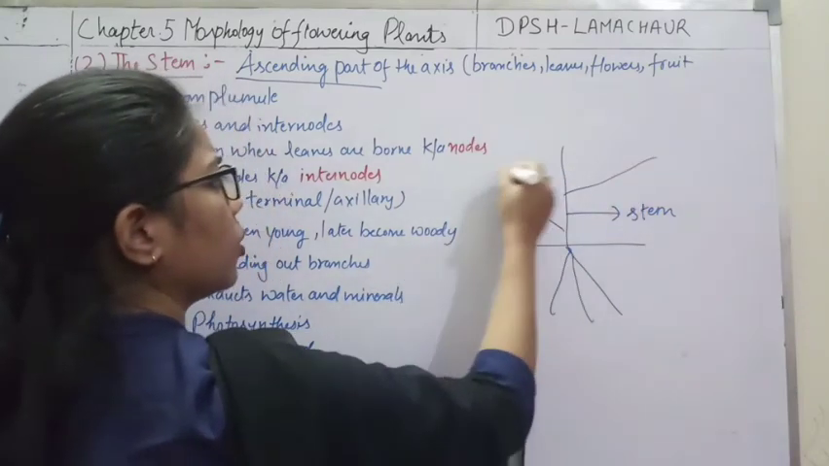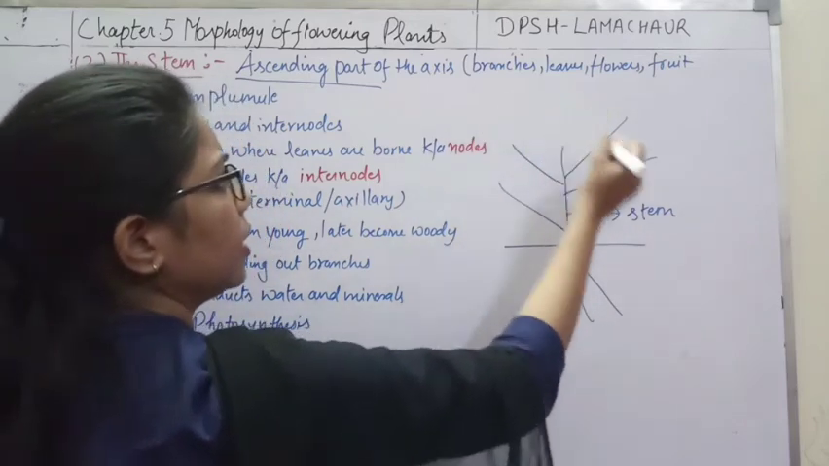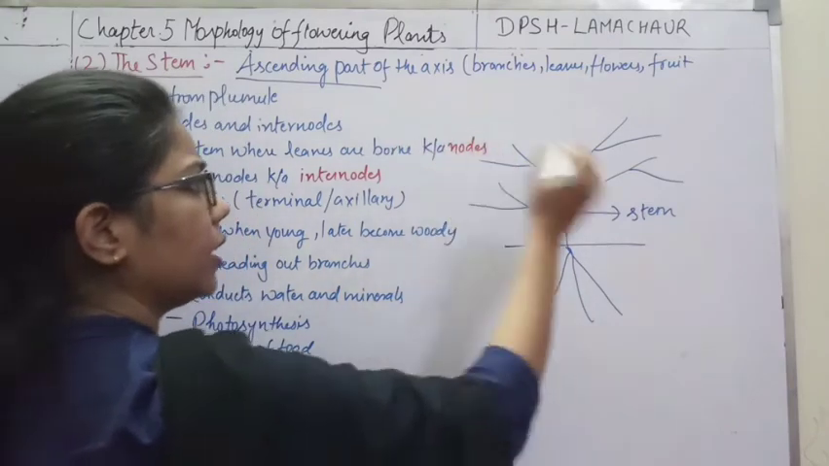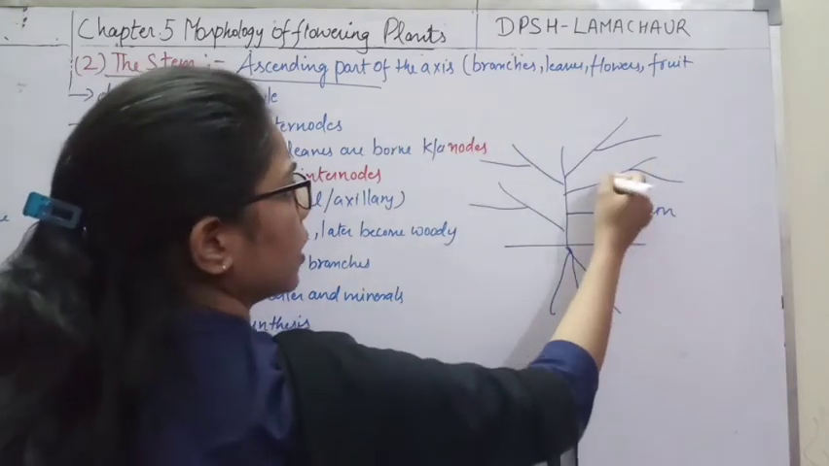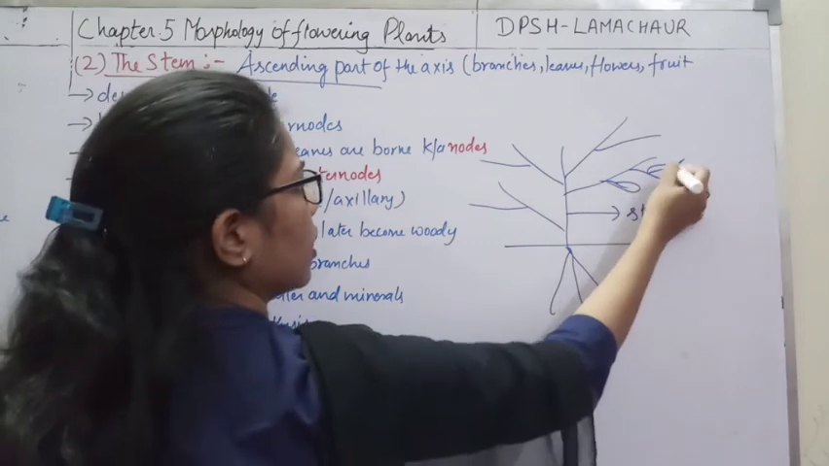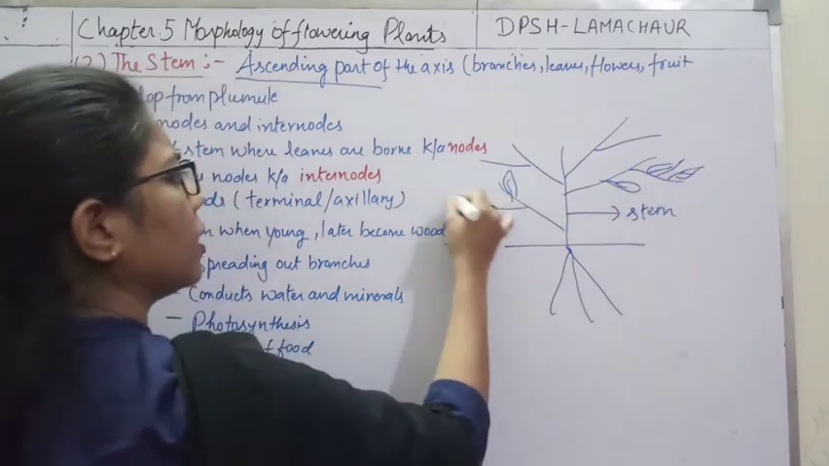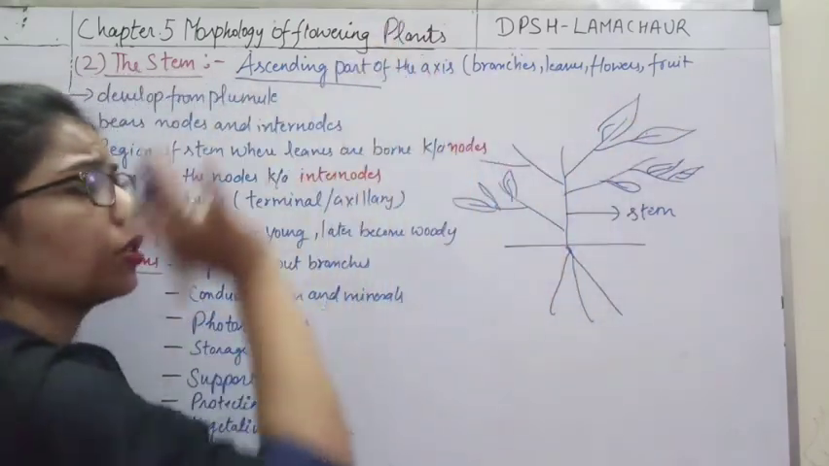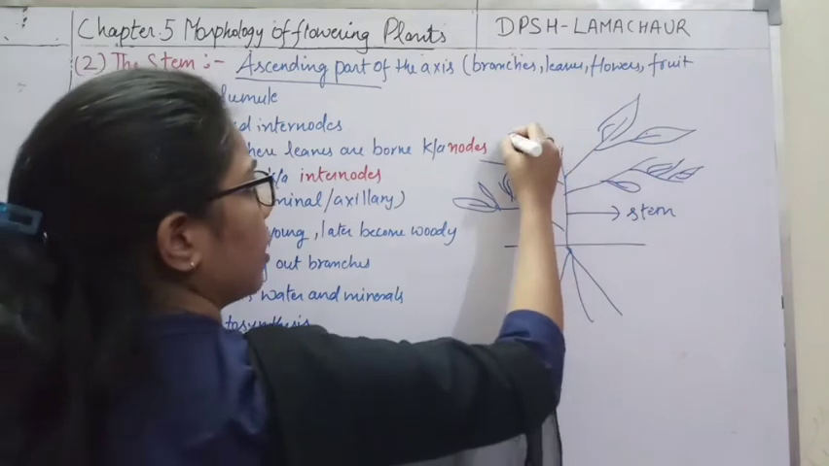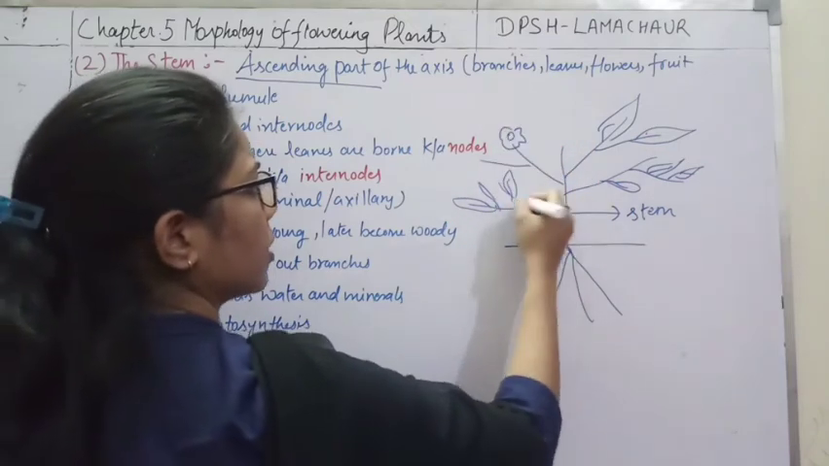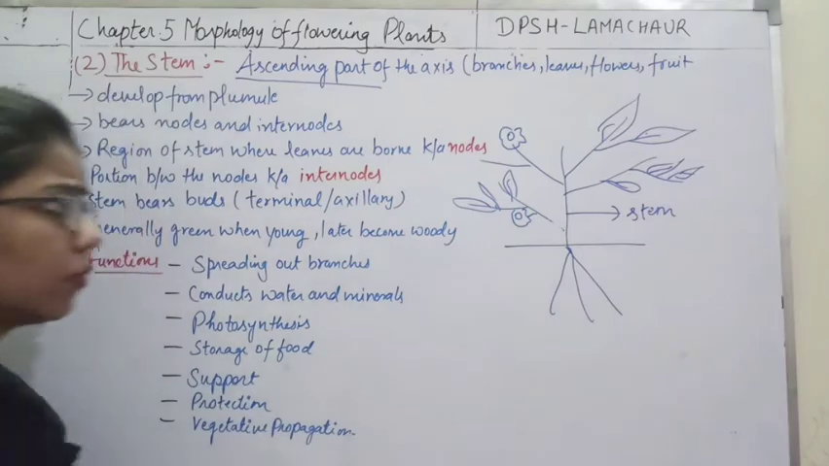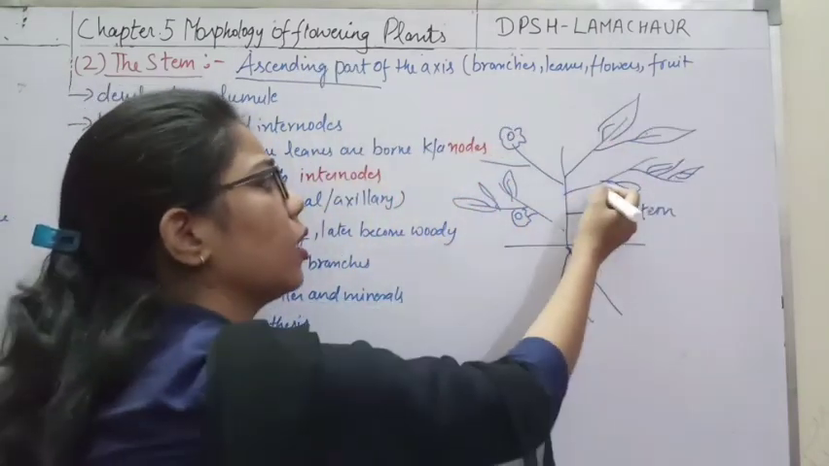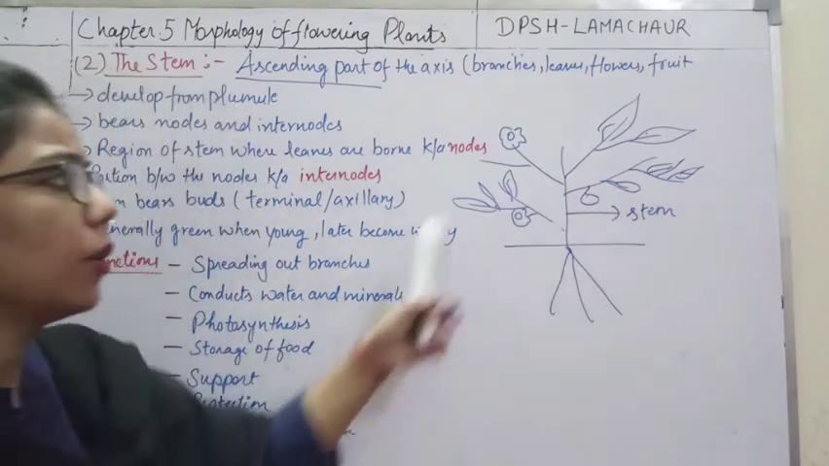From here you can see different branches, and in these branches again some branching is there. In these branches you can see flowers. Flowers may be there, leaves may be there. Like this, the whole shoot system is formed. Some flowers I can draw here. Flowers are also present here. So the ascending part contains the branches, leaves, flowers, and sometimes fruits also. Some fruits can also bear here.